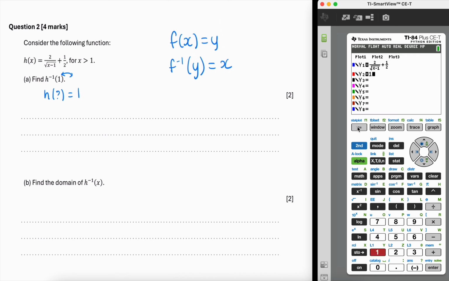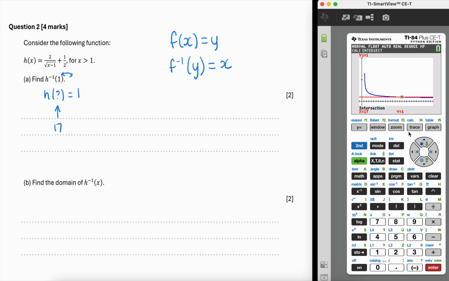So we can now plot the graph of 1, and we can find where this intersection happens. It looks like I need to extend my x-axis, and we can now look for the intersection. And we can see that it's when x is 17. So we now know that h minus 1 of 1 is also equal to 17, because we know that this domain and range swap over when we have an inverse function. So the first answer there is 17.